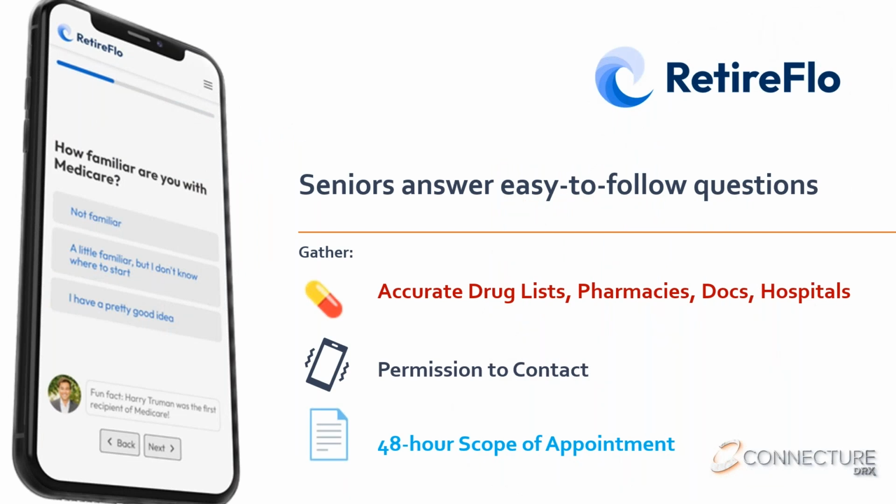The first one is the RetireFlo Senior Survey, which you may already be familiar with. Agents can now be fully prepared to meet with beneficiaries before AEP or before a meeting takes place. Via this short 8-minute survey, seniors can answer questions one at a time, and agents gather drug list data, local pharmacies, doctors, and hospitals. You can also collect the scope of appointment and permission to contact.